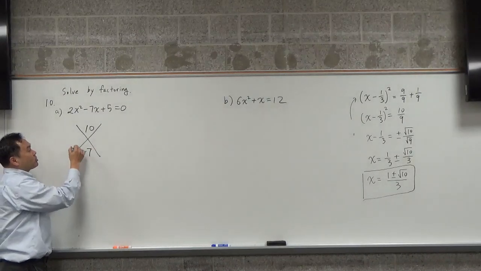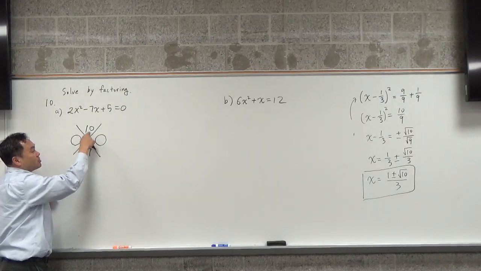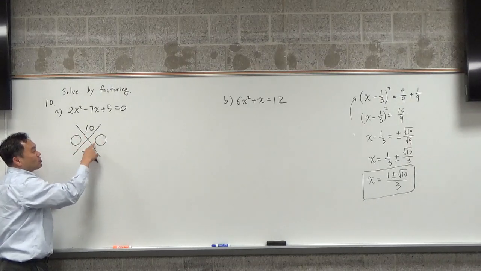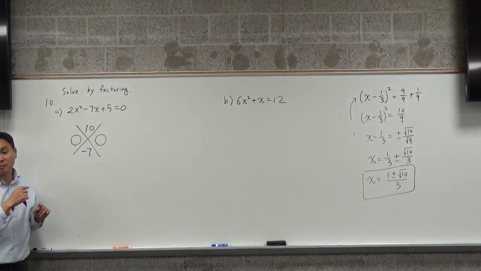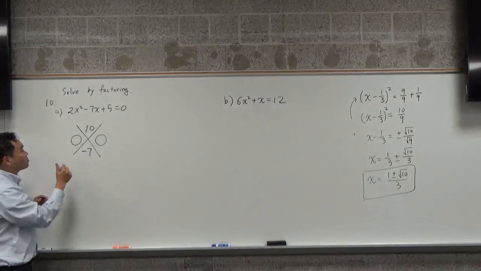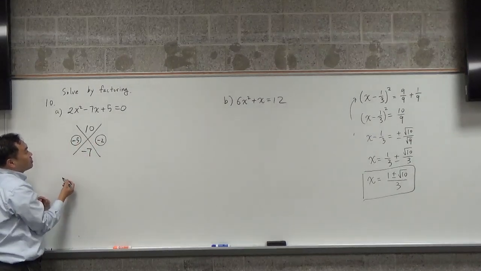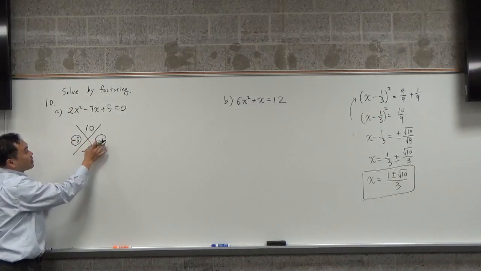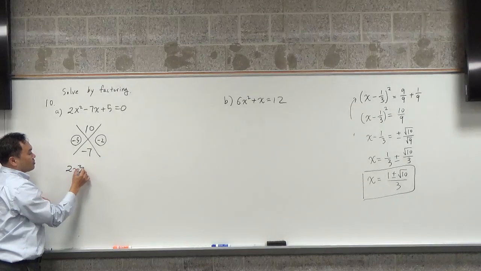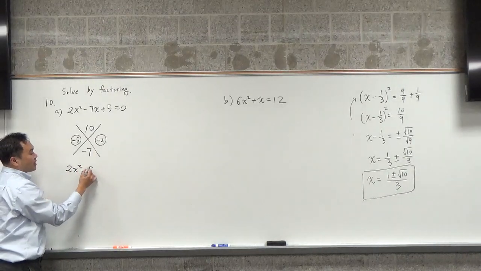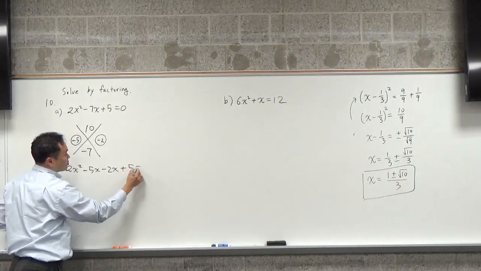And with the X chart, what you're doing is you're looking for two numbers whose product gives you 10 and whose sum gives you negative 7. What are those two numbers? Negative 5, negative 2. So you put negative 5, negative 2. Therefore, using these negative 5 and negative 2, you break up the middle term, negative 7x, as negative 5x minus 2x plus 5 equals 0.